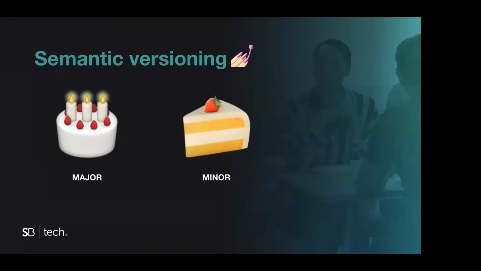Next, we have a slice of cake, which represents a minor version change, which we use when we add functionality in a backwards compatible manner. Think version 1.1 to 1.2. And finally, we have a carrot, which represents a tiny change known as a patch, which we use when we make backwards compatible bug fixes.